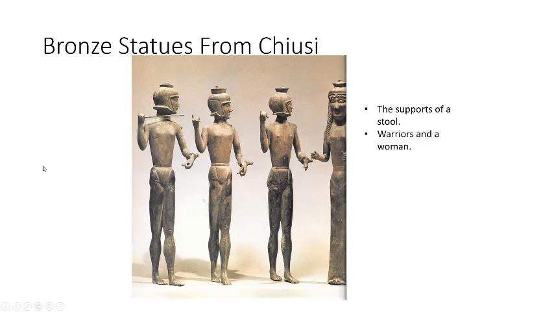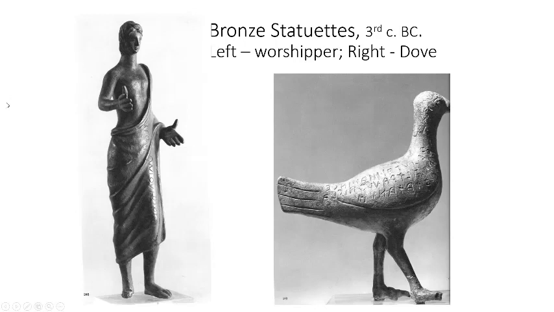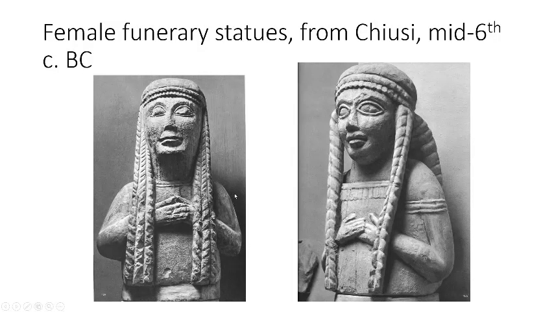Here's some from Chiusi, wearing different kinds of helmets. Here are some examples of statuettes from the 3rd century. This one has got some Etruscan writing on it, so does this. This dove.